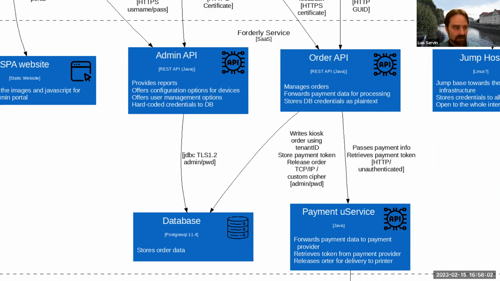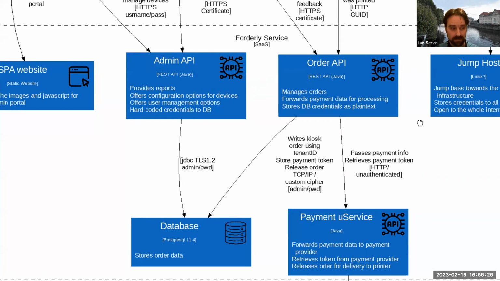On the other hand, hard-coded credentials to the database inside the code means every developer with access to the code has access to the credentials. And the order API has the credentials as plain text stored in a config file. And nowadays, we should be using a key vault, right? So there's no need to keep credentials in clear text anywhere where humans might get in contact with them.